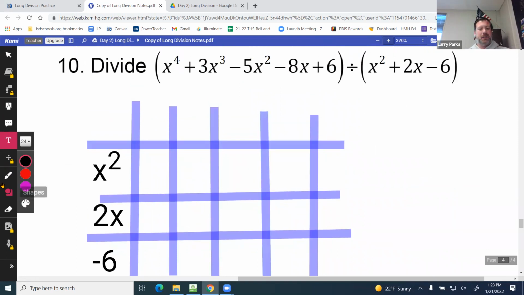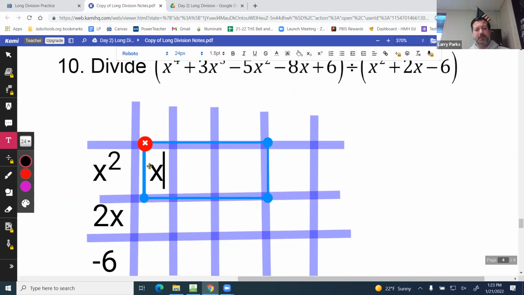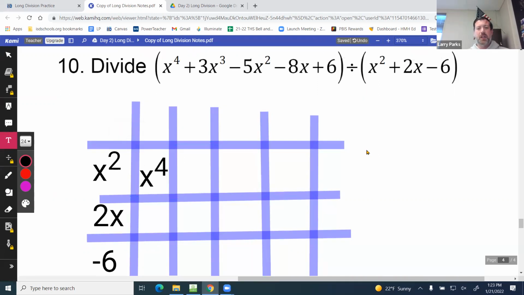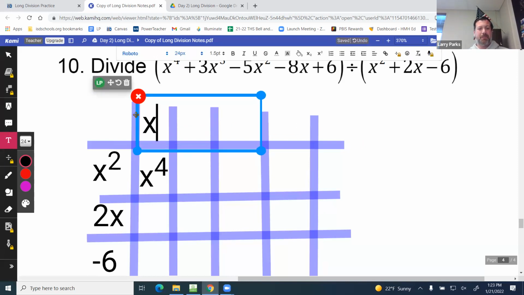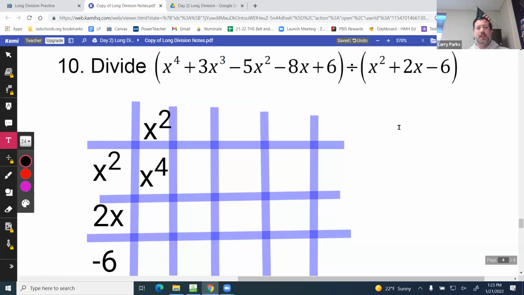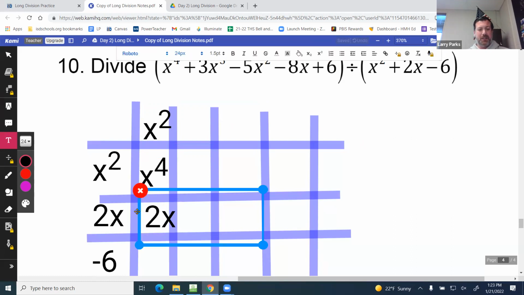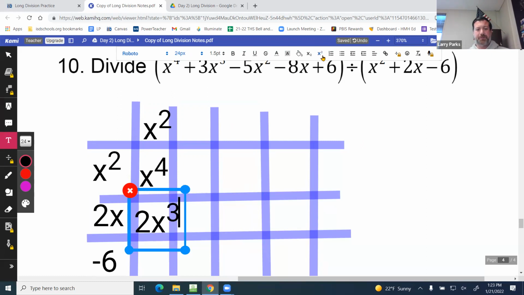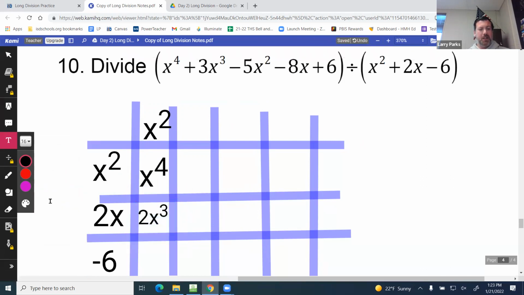All right, so first thing, I want that x to the 4th right here. So I'm going to go ahead and put that x to the 4th right there. How do you get x to the 4th? Well, that'd be an x squared. You take x squared times each of those, put it here. So x squared times 2x would be 2x to the 3rd. And I need to change my font down a little bit. There we go. That should work. And x squared times negative 6 is negative 6x squared.